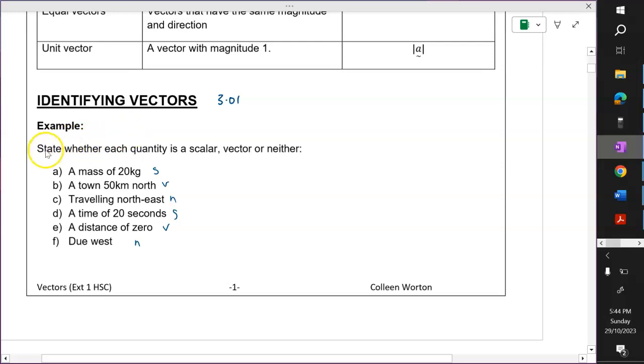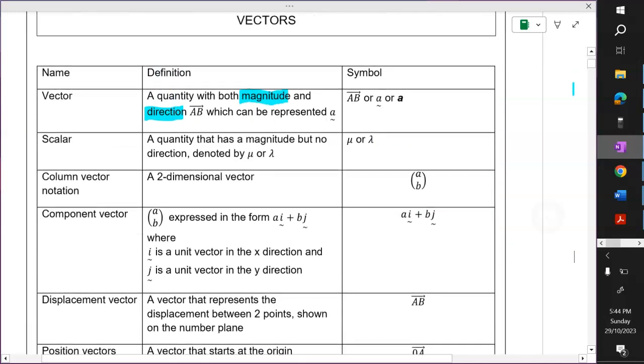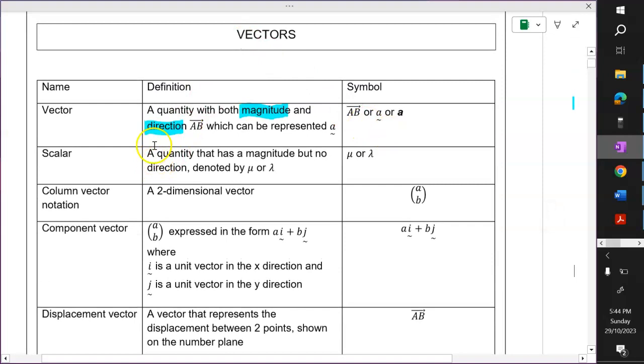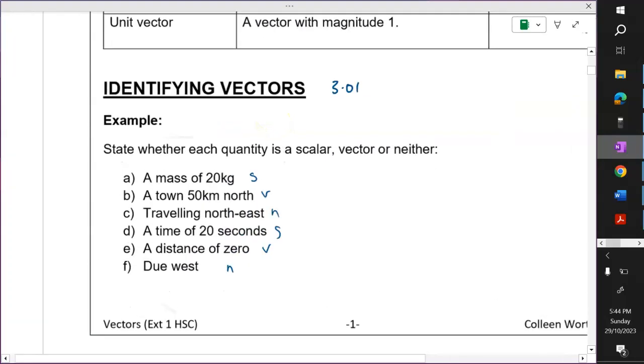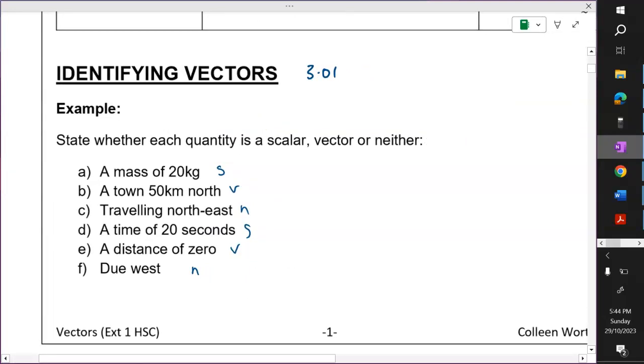Okay, so this first thing says, state whether each quantity is a scalar, a vector, or neither. Remembering what scalar meant, a scalar is a quantity that has magnitude but no direction, and a vector is a quantity that has both magnitude and direction. So a mass of 20 kilos has a quantity, but it doesn't have a direction, so that would be a scalar. I've just popped an S there. A town 50 kilometers north gives us a direction, and that would be a vector.